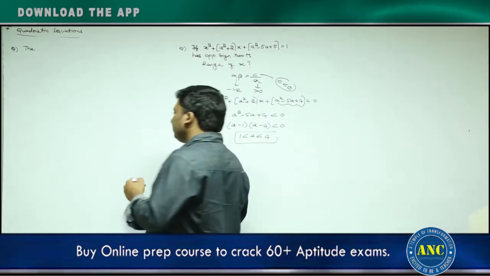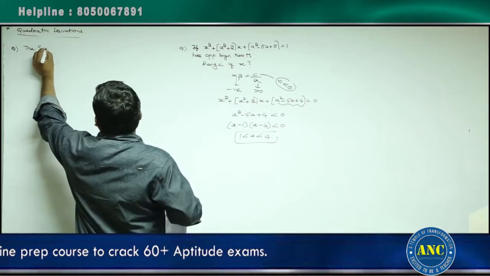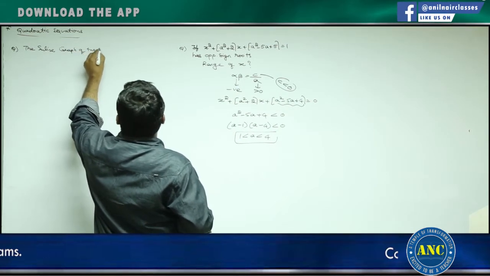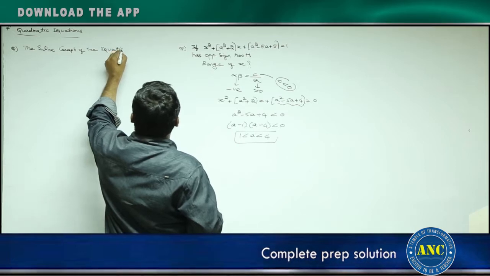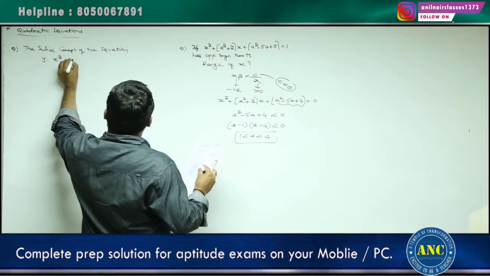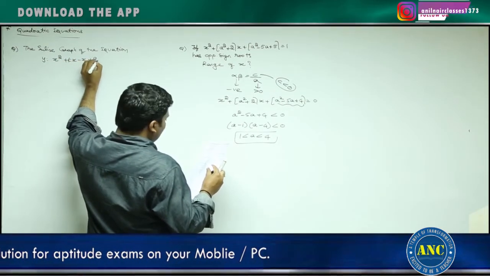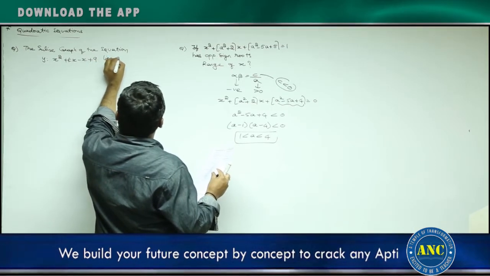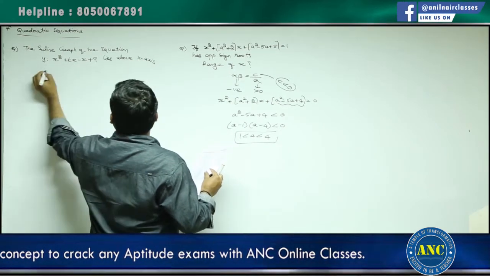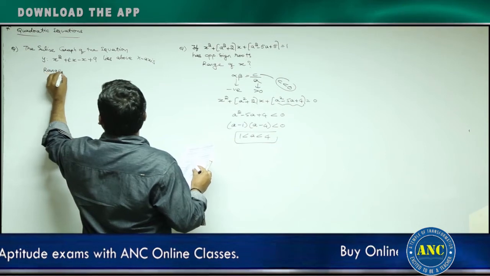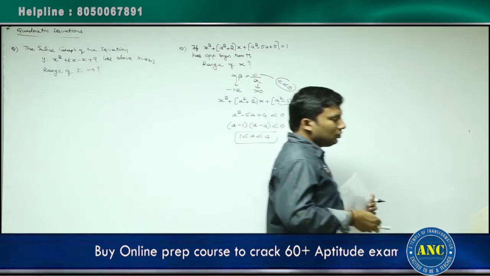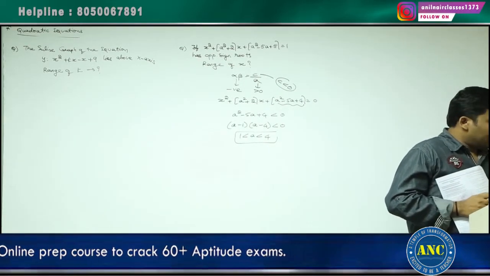The entire graph of the equation y is x square plus kx minus x plus 9 lies above x axis. Find the range of k.